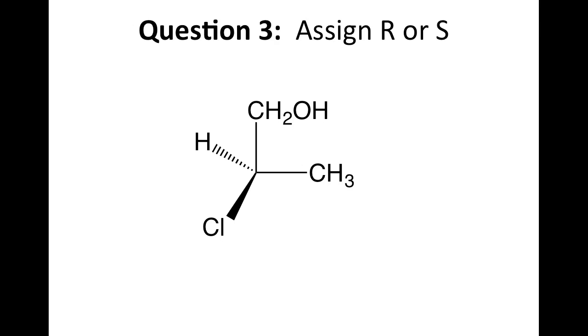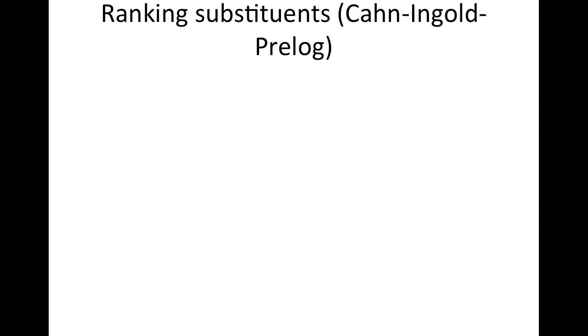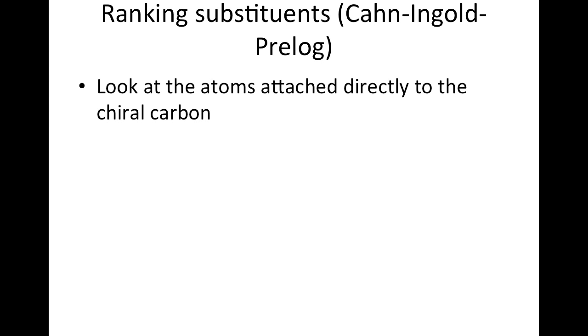So here's a third kind of question. You're given the structure of a molecule with a chiral center and you're asked to assign R or S configuration. In some cases you're asked to give the complete IUPAC name, or sometimes you're just asked whether or not it's R or S. So in order to assign R/S, we need to review the ranking system.